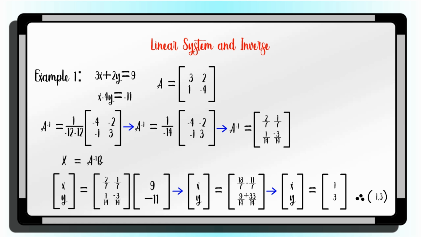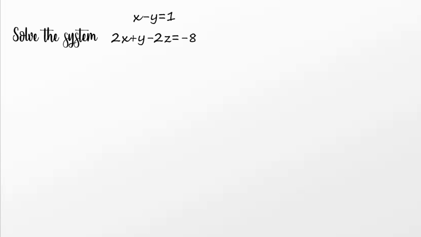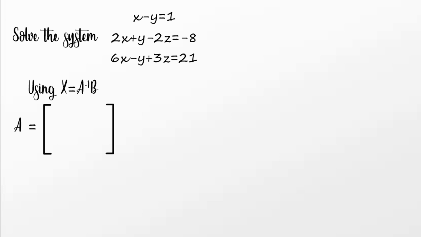We can now proceed to our next example. Solve the system. x minus y is equal to 1. 2x plus y minus 2z equals negative 8. 6x minus y plus 3z is equal to 21. Same process as example number 1.